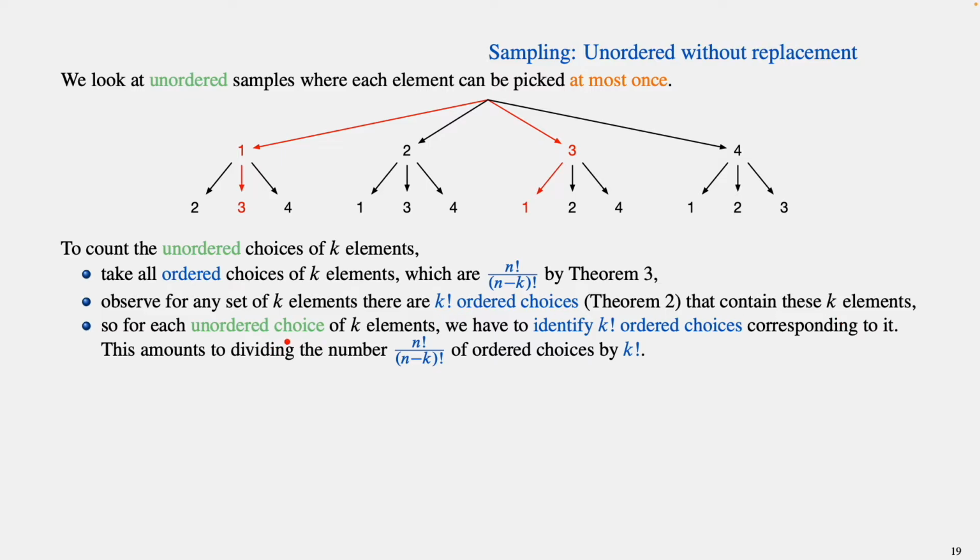So for the unordered choice of k elements, we have to identify all of these k factorial ordered choices that correspond to it, so all the ordered choices that contain these k elements. And we do this by taking the number of ordered choices here and dividing it by the number of all the choices in here that lead to the same unordered sequence.